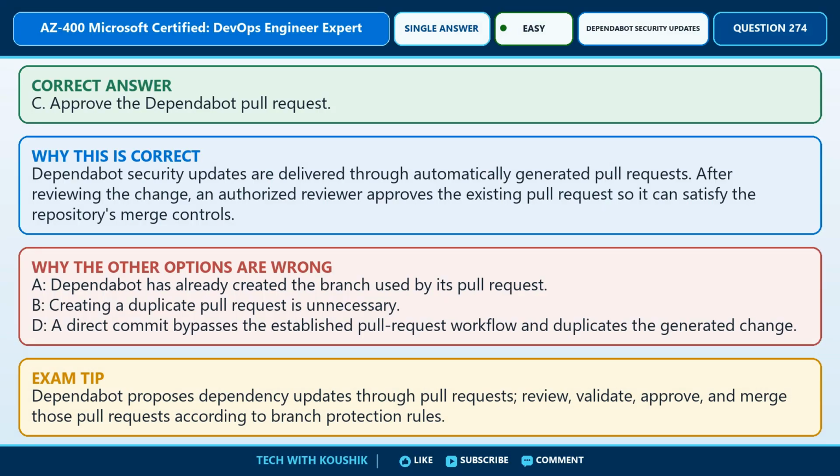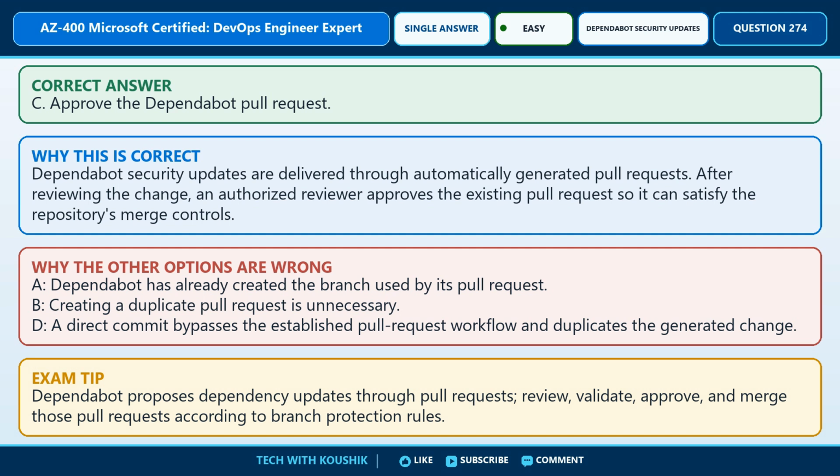The correct answer is Option C. Approve the Dependabot pull request. Here's why. Dependabot security updates are delivered through automatically generated pull requests. After reviewing the change, an authorized reviewer approves the existing pull request so it can satisfy the repository's merge controls. Why are the other options not correct?